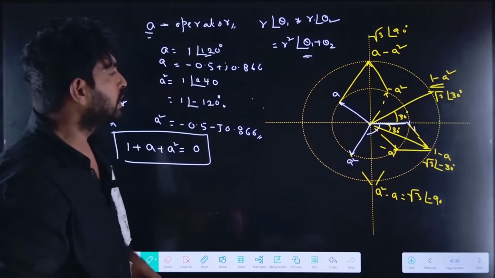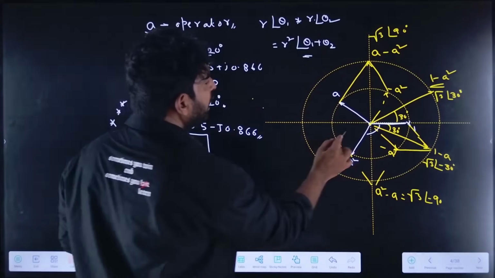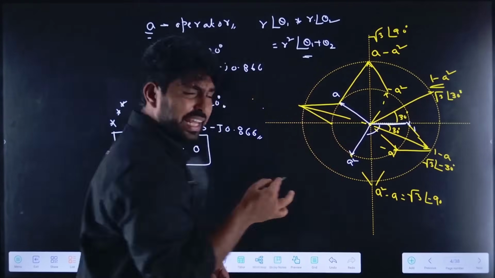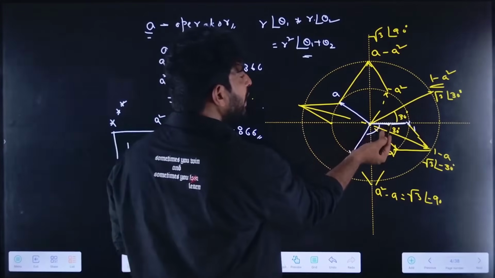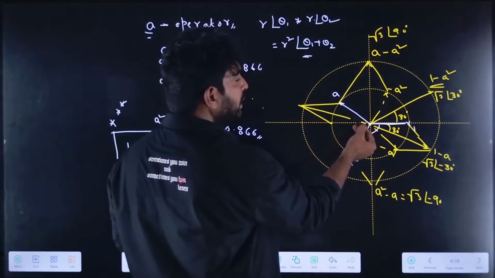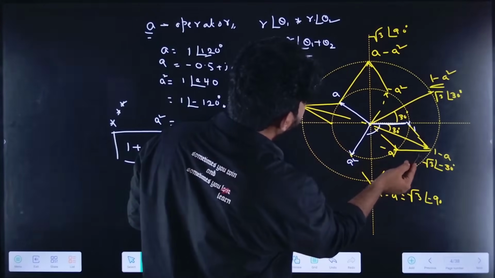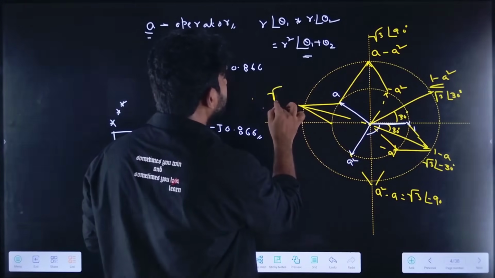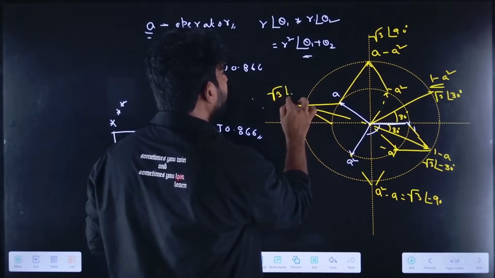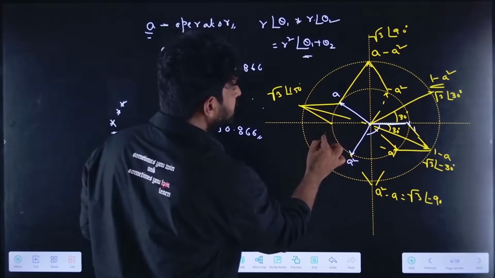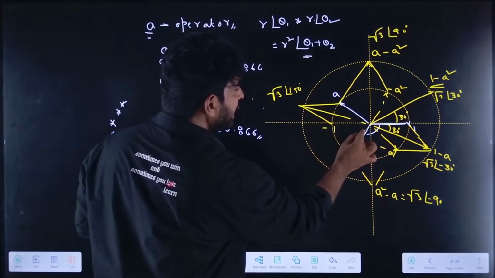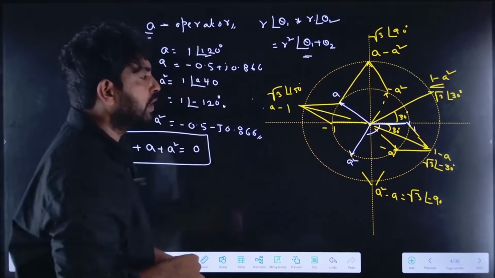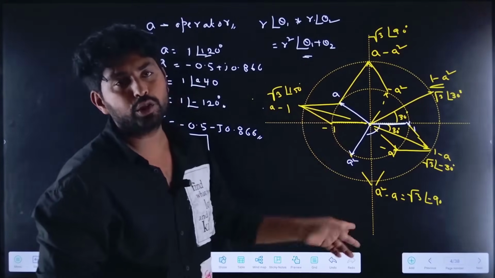For example, if I want to find minus 1 plus a, you can directly find it, right? What is this value? 90, and it will be 30, and it will be 60. It will be 150 degrees. Root 3 at an angle of 150 degrees. That is a minus 1. Similarly, a square minus 1 also you can calculate.